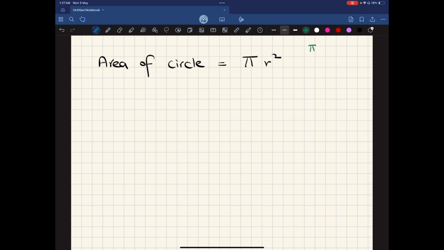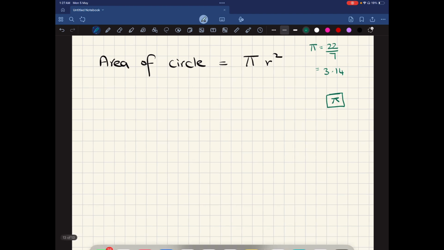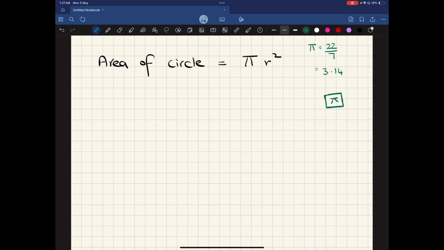I know that we've been used to taking pi as 22/7 or 3.14. These are estimations of pi, and unless this has been clearly stated in your question, I'm going to request you to please use the calculator value of pi whenever we are performing calculations with pi. There is a key on your calculator which has pi written on it. So whenever you're calculating areas or using pi, you're going to use the value which is stored in your calculator.